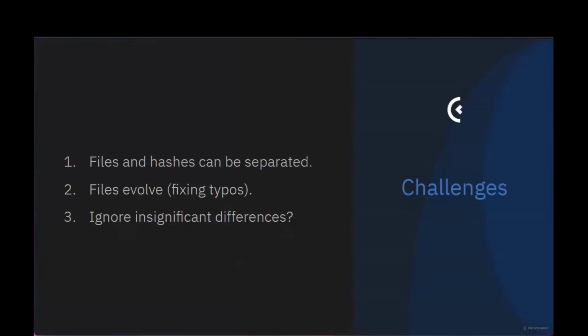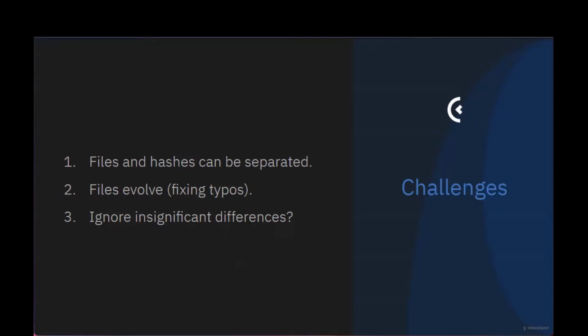Now, there's several challenges with this mechanism. I listed 3 here. The first one is that the files and their hashes can be separated from one another. If you encounter the file, but you don't encounter the hash, you don't know whether a hash for this file exists, and you don't know what the author's intention with respect to tamper evidence might be.